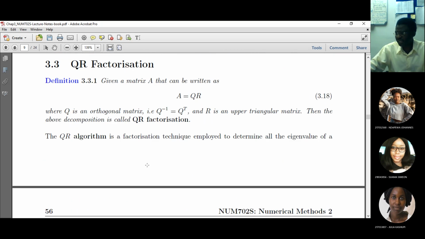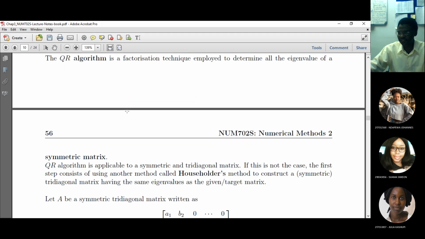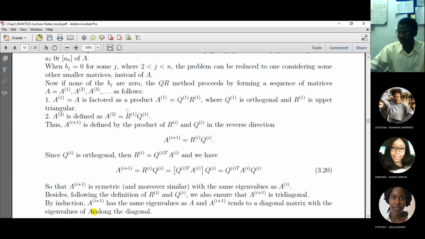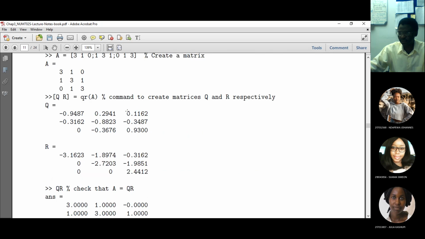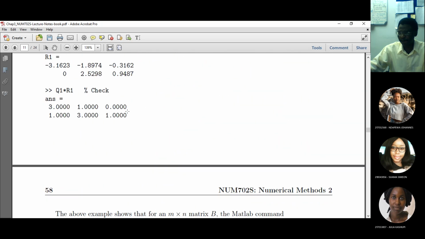Okay, now we move to the next. We have 10 minutes left. But let me talk about the QR factorization. We will need it later on.